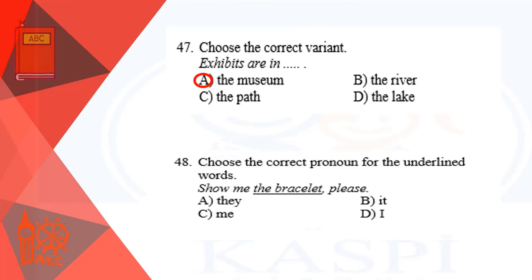Choose the correct pronoun for the underlined words. Show me the bracelet, that please. As you know, the underlined word bracelet is singular. So the correct answer is it. The bracelet is not they. It's not me or I.